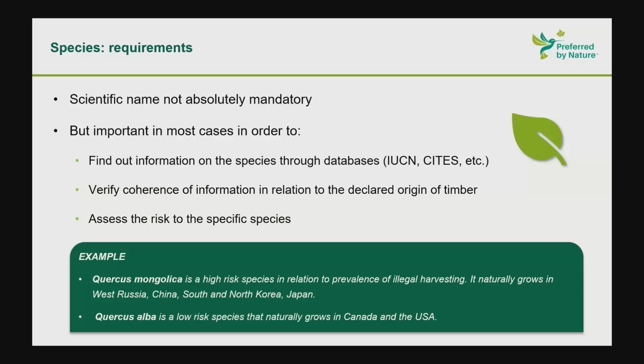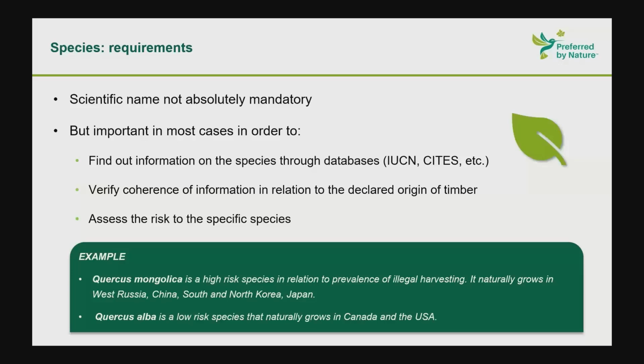So first of all, it is true that in most cases there can be confusion with the common name of the species. So it would make it requested to have the scientific name. Furthermore, the scientific name is also quite important to find out information on your species. For instance, checking its CITES status. You cannot check a CITES status without a scientific name, so quite important. IUCN searches also run on scientific name, and it's important to verify the coherence of information in relation to the declared origin of timber.